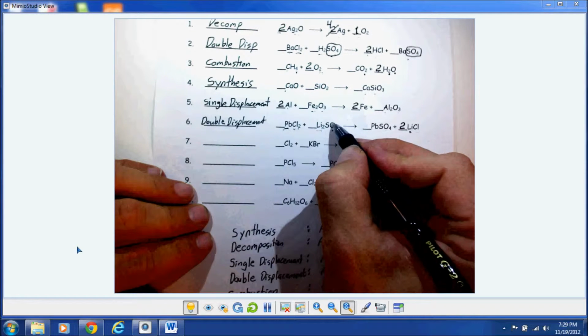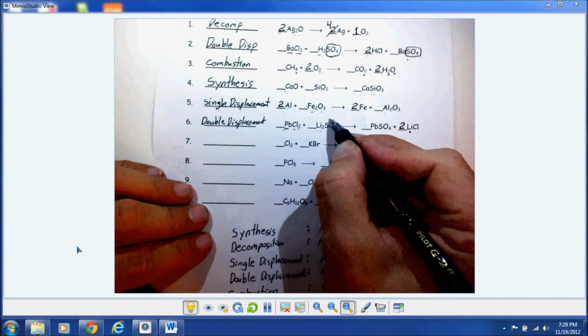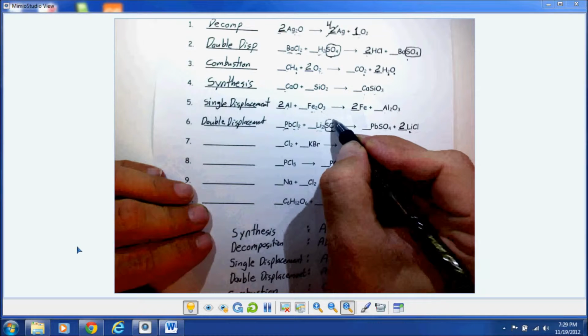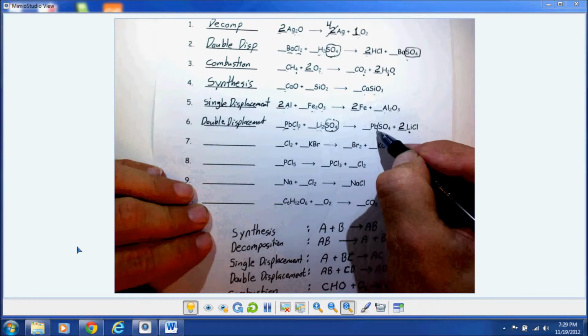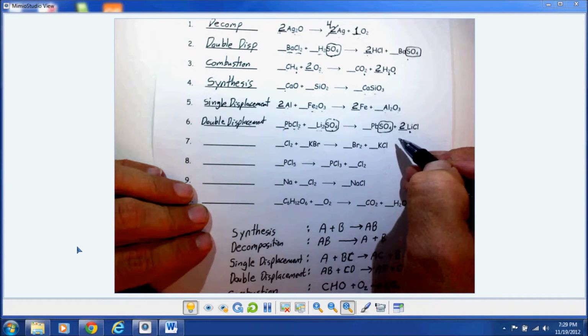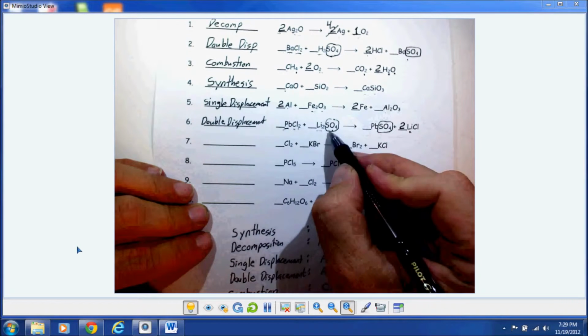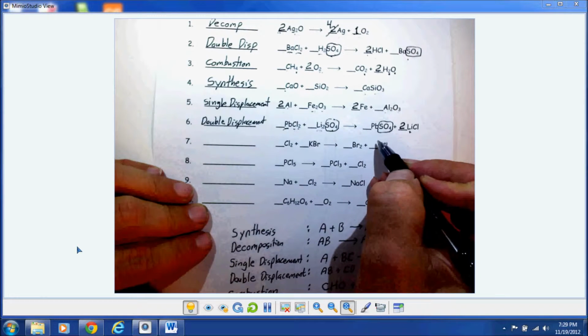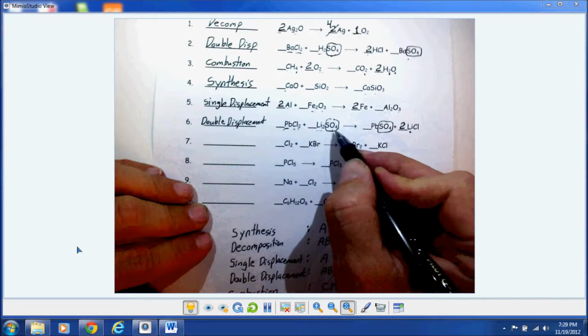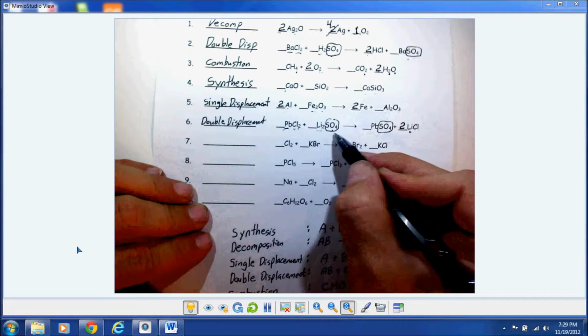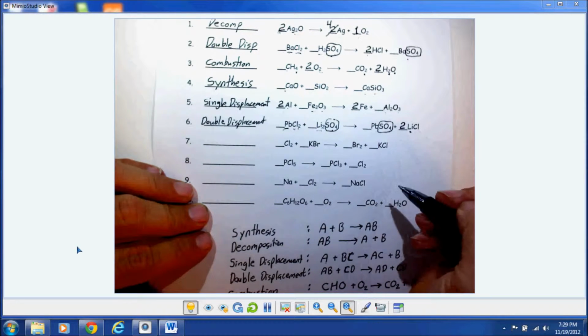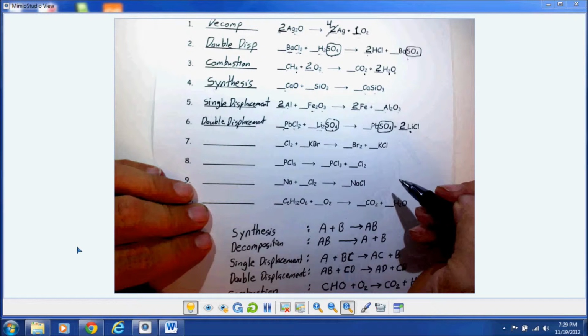Like in question number 2, I see that the polyatomic ion sulfate does not decompose or break down. It stays the same on both sides, which means I can balance it as a whole. I see that there is 1 sulfate and 1 sulfate here, so this equation is now balanced.